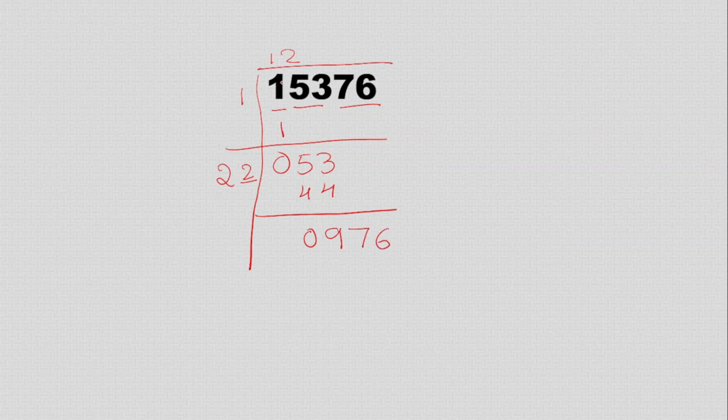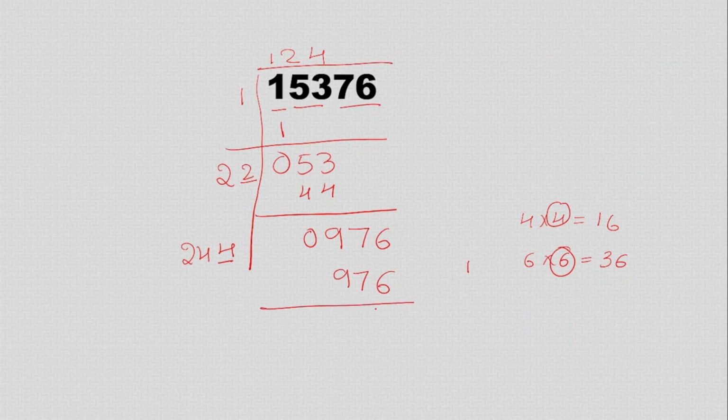Now 22 plus 2 is 24. There will be one more digit. In order to find that, 6 is in unit place. So in order to get 6 here, either I can go for 4 4s are 16 or 6 6s are 36. That means I can select 4 or 6. Now let me consider 4. If I take 4 here, 4 4s are 16, 1 is carryover. Again 4 4s are 16 plus 1 is 17. Then 1 is carryover. 4 2s are 8 plus 1 is 9. So 9 7 6, 976 I got here.